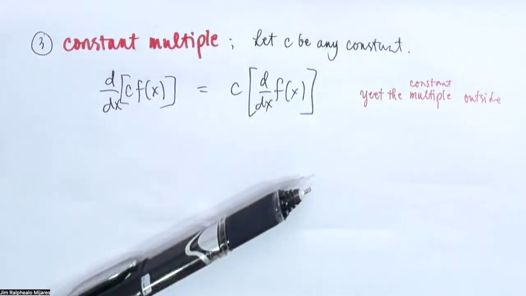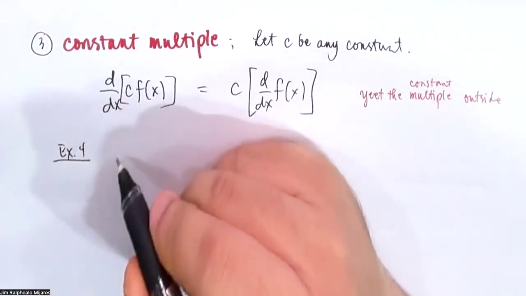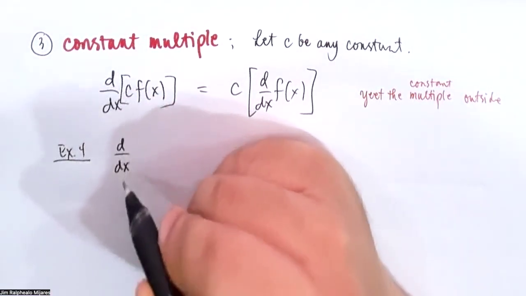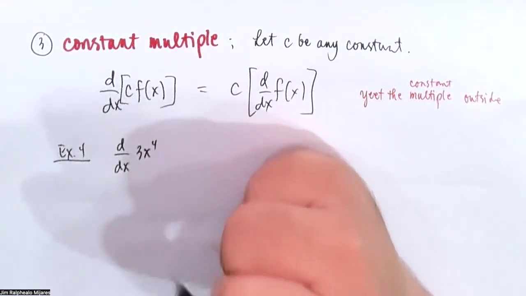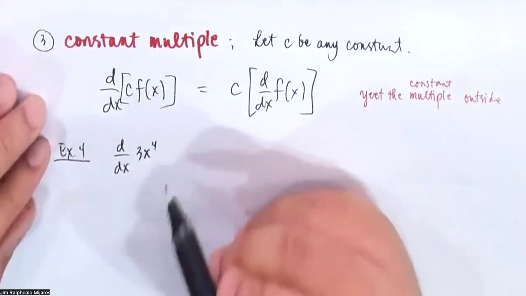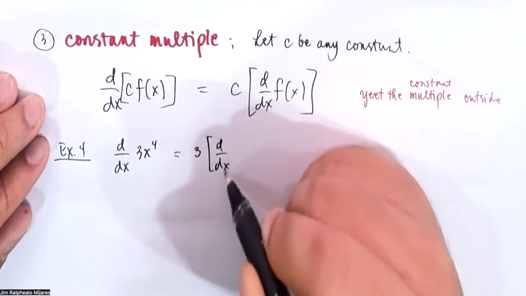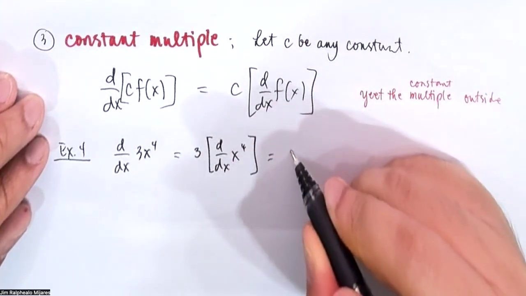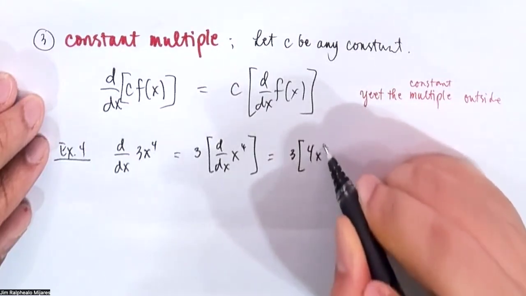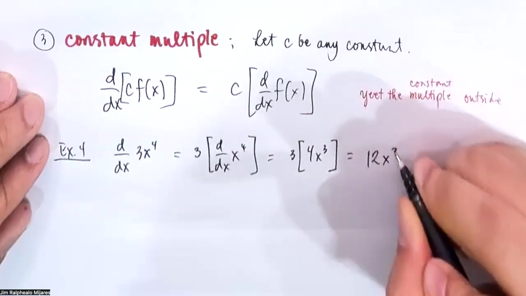Okay, that's it. So, for example, example 4, the derivative of 3x to the fourth, for example. So this is equal to 3 times the derivative of x to the fourth, which is equal to 3 times 4x cubed, which is equal to 12x cubed.